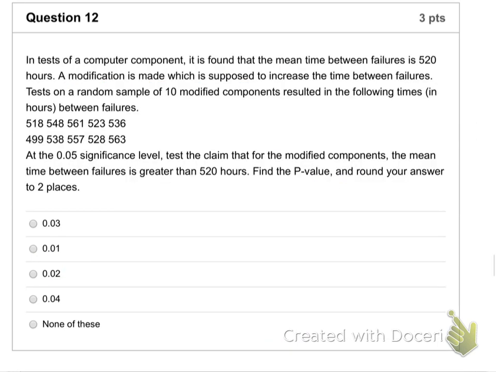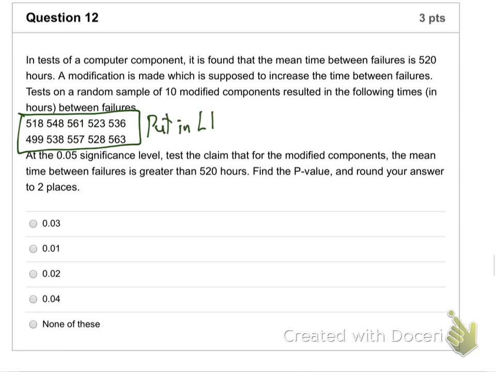In tests of a computer component, it is found that the mean time between failures is 520 hours. A modification is made which is supposed to increase the time between failures. Tests on a random sample of 10 modified components resulted in the following times in hours between failures. And they got a list there for us. What do we do with those numbers? L1, like always, right?